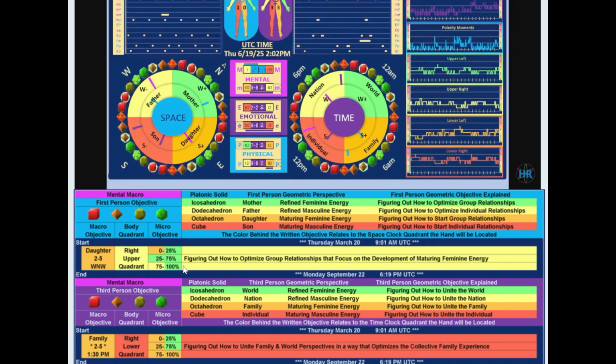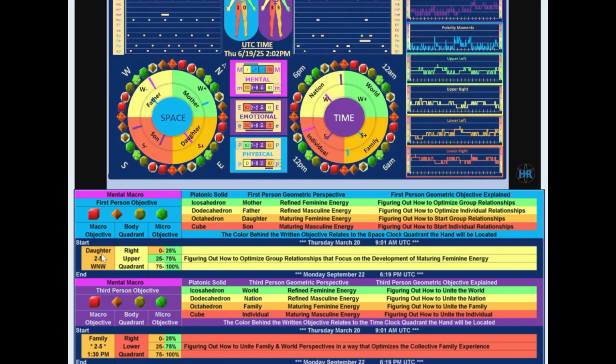Before we get started here, we're going to do a quick review because there are two parts of every objective. There's the macro objective and there's the micro objective. The macro objective has to do with this right here, and the micro objective has to do with this right here. And we're going to explain all of this. So let's start with the macro first.